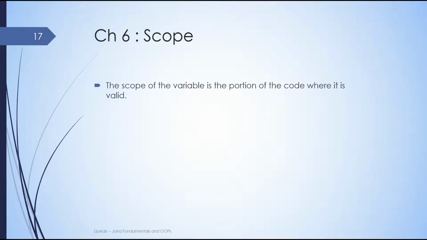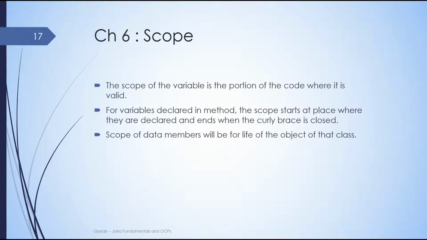Scope is the portion of the code where a variable is valid. For data members, the life of the object would be the scope. For static members, the life would be that of the program. And for any other variables declared within a method, the scope will be limited to that method.